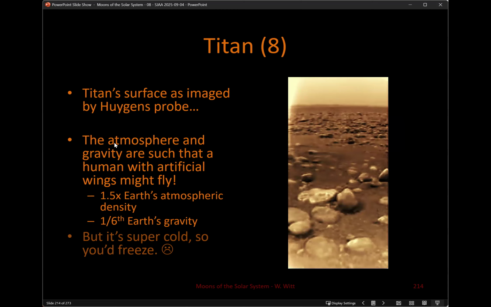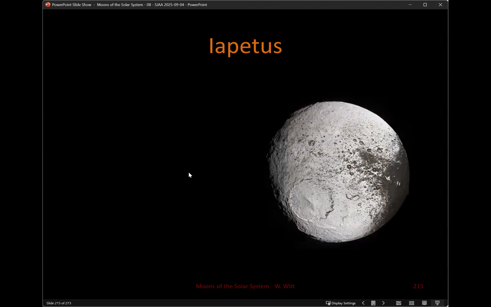And one of the cool facts here is that the atmosphere and gravity are such that a human with artificial wings might fly. The atmosphere is 1.5 times denser than Earth's, and the gravity is about a sixth of Earth's, right? But in reality, it's super cold, so you'd freeze. Don't go there, but it's still fun to think about.